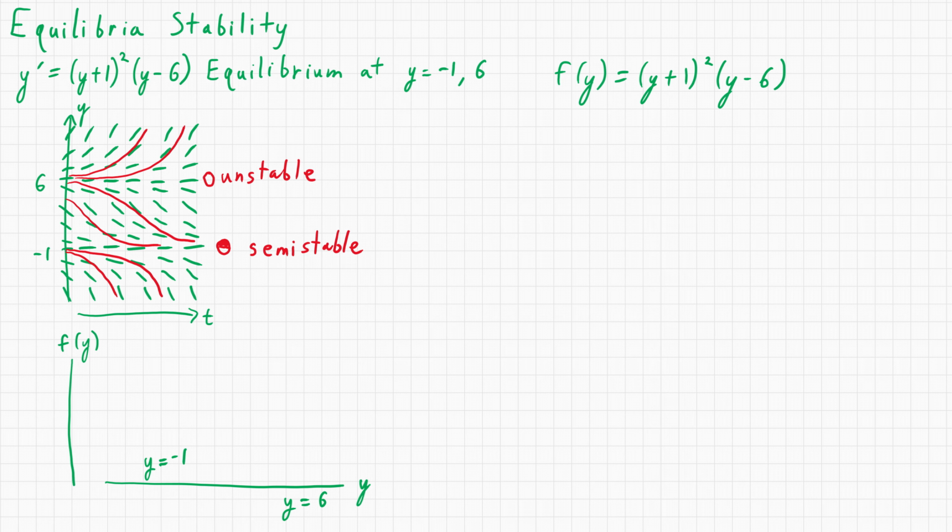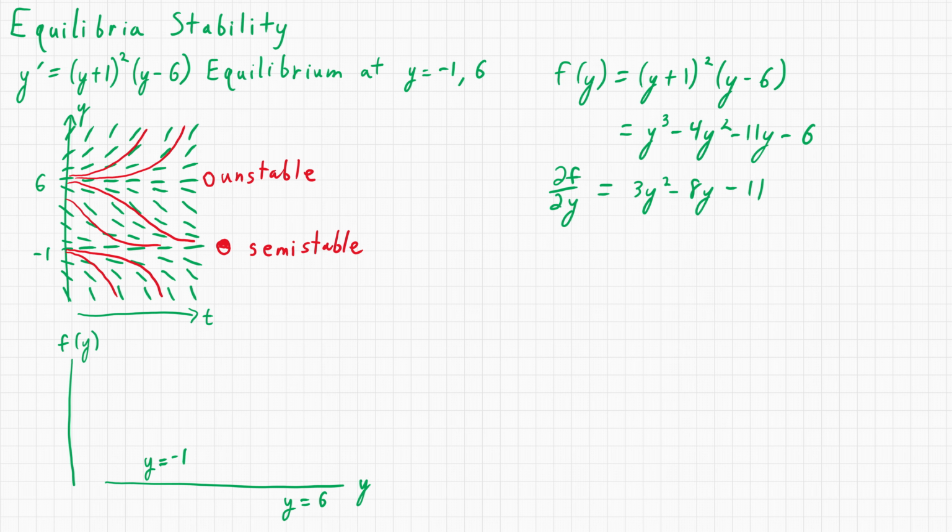Alright, let's see how that shows up inside f of y. So we have y prime equals f of y, and we're going to try using the derivatives first to see what we can glean. I have my function f of y here, and when you multiply that out, it's y cubed minus 4y squared minus 11y minus 6. Then if you calculate partial f partial y, that's 3y squared minus 8y minus 11.